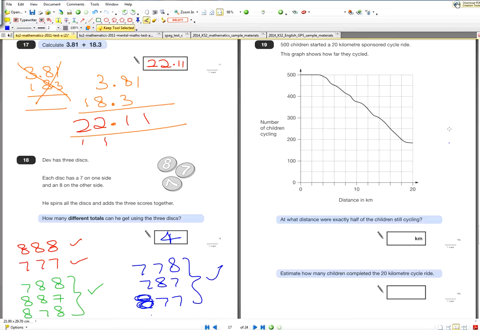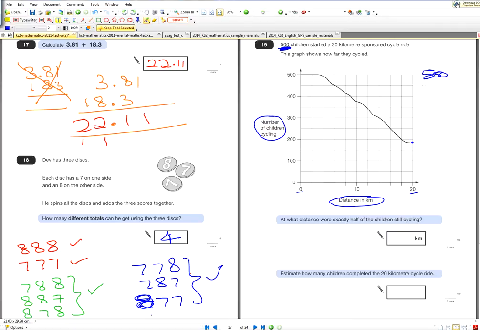Number 19. 500 children started a 20 kilometer sponsored cycle ride. This graph shows how far they cycled. So you have the number of children cycling here, and you have the distance in kilometers. Okay, so this is the 20 kilometers. It starts at 0, goes to 20. So this is the end of the race. At what distance were exactly half the children still cycling? Now, how many children did we start with?